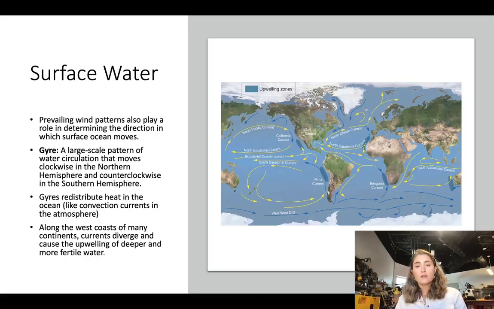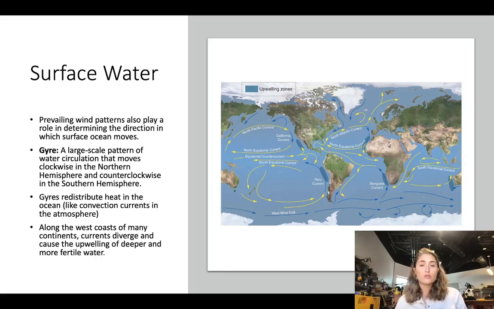Now, let's take a look at surface water circulation. Surface water circulation is largely impacted by prevailing wind patterns, and prevailing wind patterns are largely impacted by the Coriolis effect. We talked about prevailing wind patterns in class the other day. So this affects the relative movement of wind patterns.